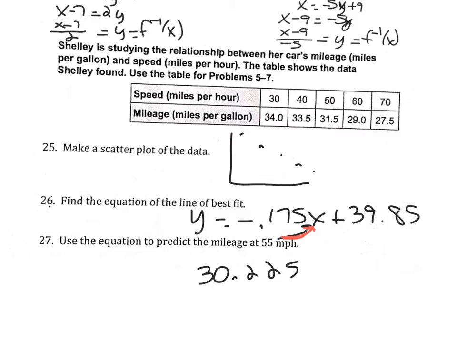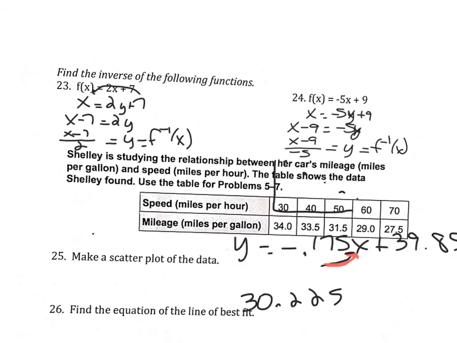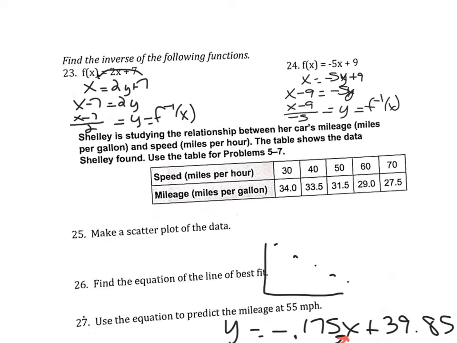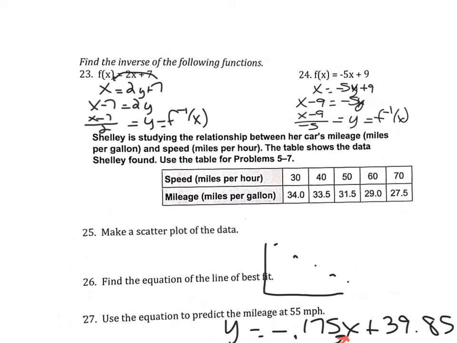And the last slide, number 23. Oh, I don't know what happened right there. 23, 24. 23, 24 are inverses. Y'all are really good at these. Remember, switch places with the x and the y. Then get the y by itself. So move the 7 over, divide the whole side by 2. Don't forget your notation right there.